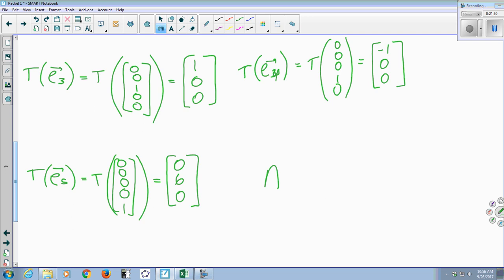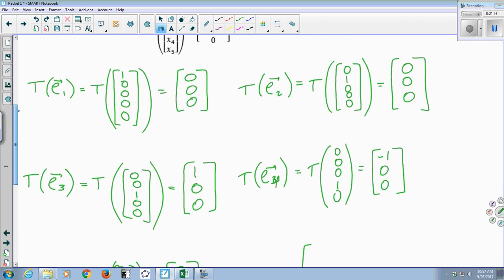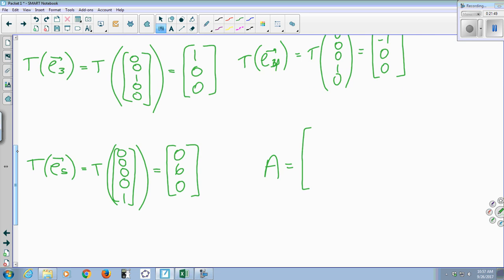So my standard matrix A for this transformation is just the columns that I produced as outputs of T of e1 up to T of e5. T of e1 was (0, 0, 0). T of e2 is (0, 0, 0). Then T of e3 is (1, 0, 0). T of e4 is (-1, 0, 0). And T of e5 is (0, 6, 0).